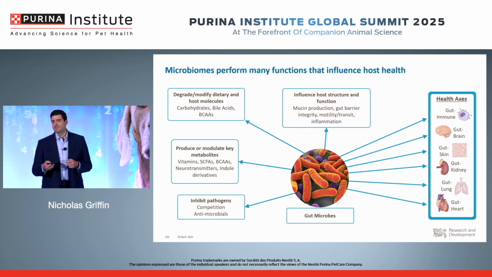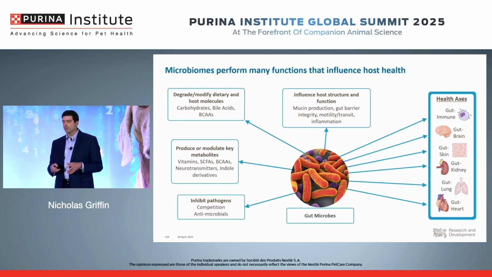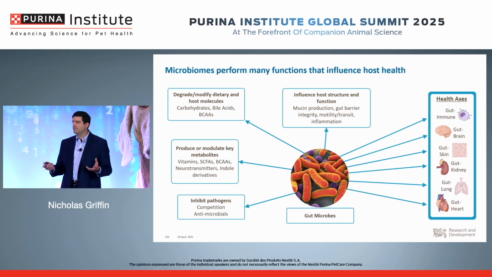And that has led to the idea of what we call these health axes. So you have a gut immune axis, a gut brain axis, where the functions of the microbiome in the gut are actually influencing the brain and behavior or skin and allergy. So they have these broad ranging effects. And this is why we study them.